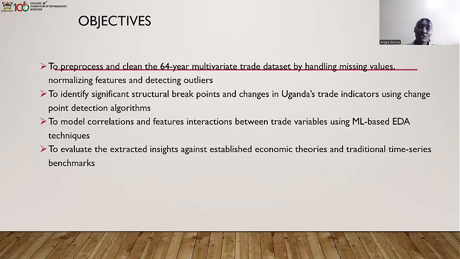So our objectives on this are that we are going to pre-process and clean the 64-year multivariate trade data set. And then we are going to identify significant structure breakpoints. We are going to model correlations and features. We are going to evaluate the extracted insights.